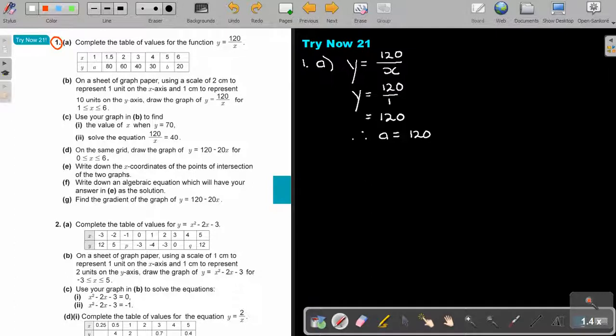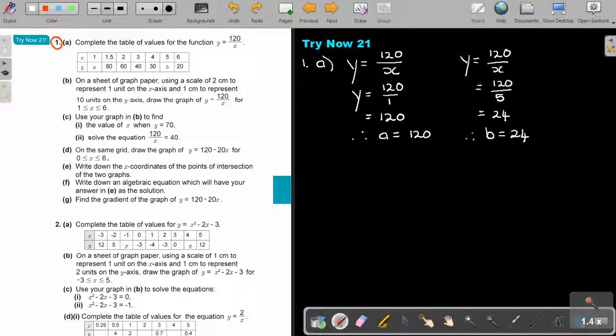Then the next one, again, just substitution. And then it's 120, and what's the value of x? In this case, it's going to be 5. And then the answer is going to be 24. So again, therefore, the value of B will be 24. Okay.